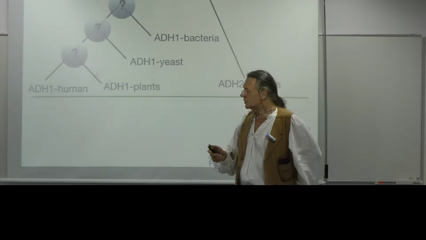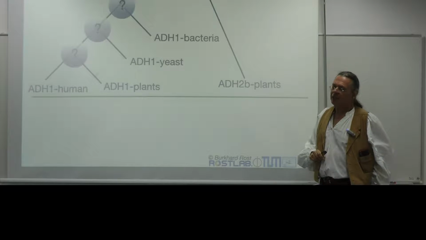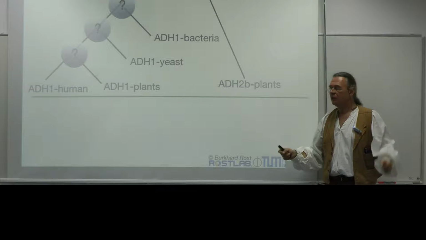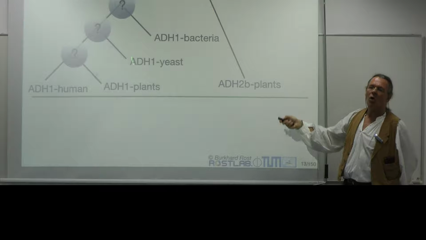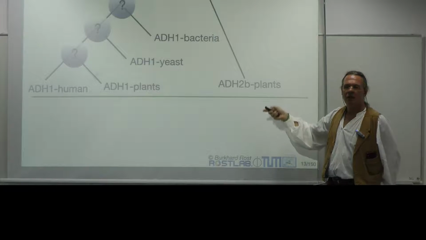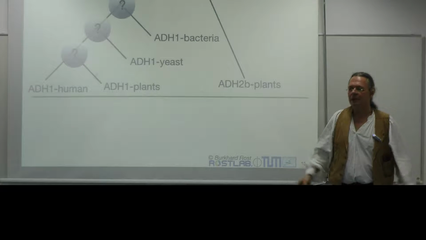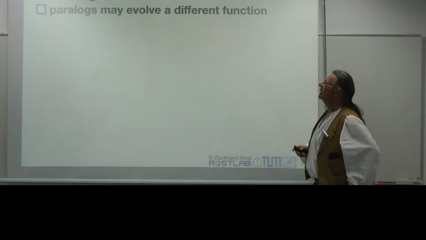It's very difficult to distinguish when ADH1 and, in this particular case, ADH2B are so divergent in sequence. It's very difficult to say, is it from a common ancestor? Or is it something that was adopted anew? Is it a paralog? Or is it convergent evolution? It's difficult to argue that in detail.